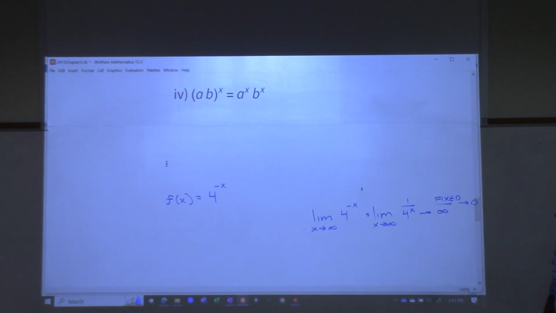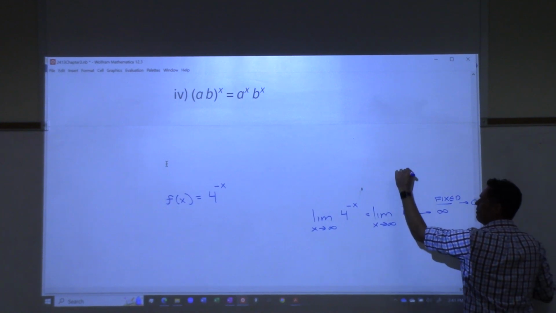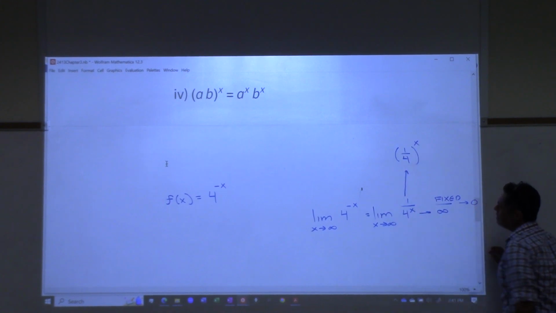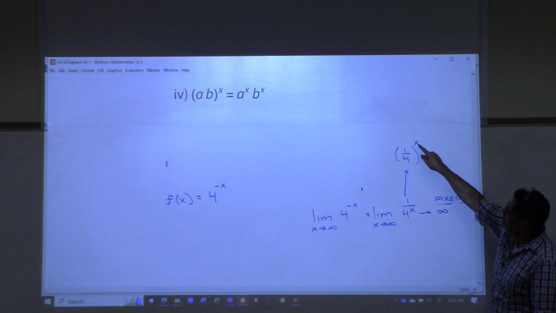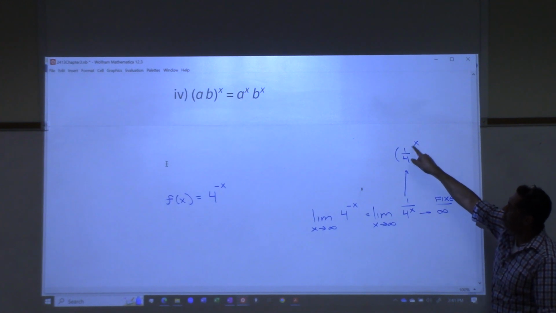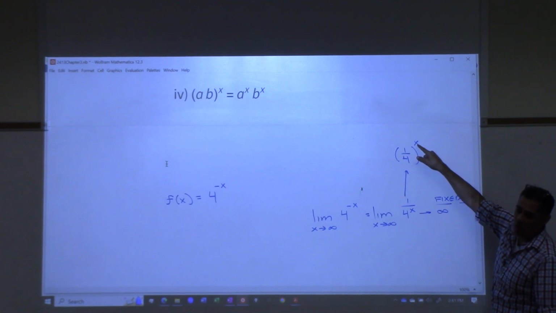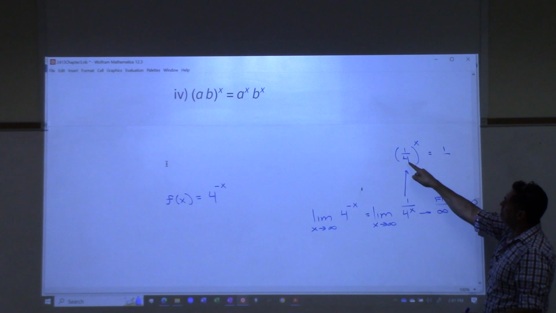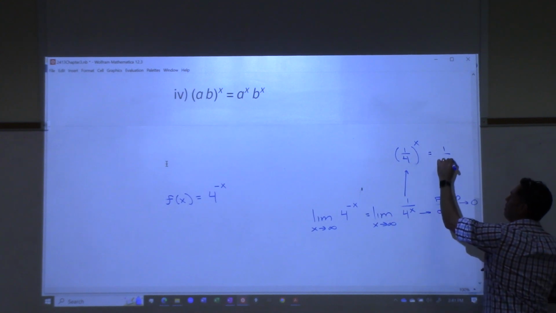Another way you could do it is, instead of this, look at that right there and agree with me that that's the same as this. Do you all agree that's the same thing? Because if I did this, I would apply the x here and here. So what's 1 raised to any power? 1. So the top is 1, and the bottom is 4 to the x, which is this.